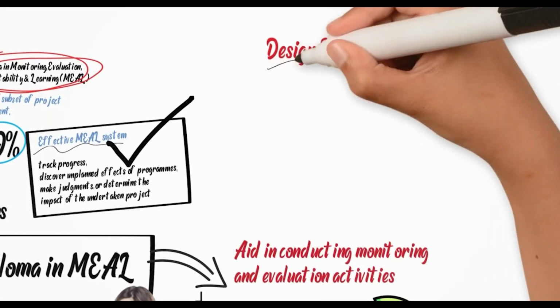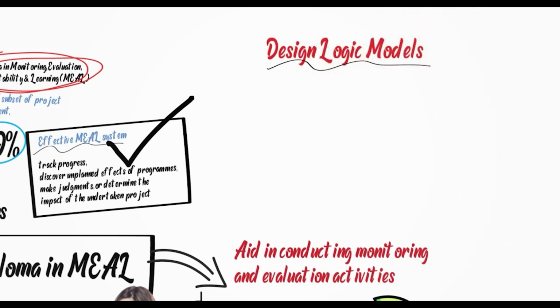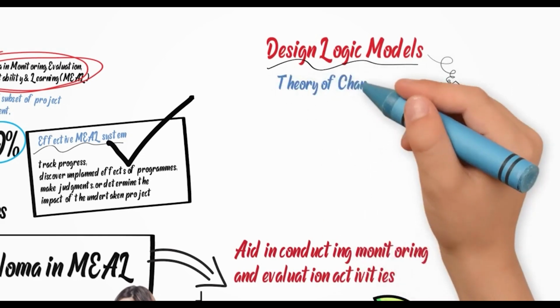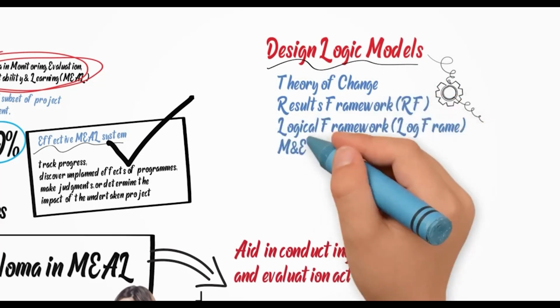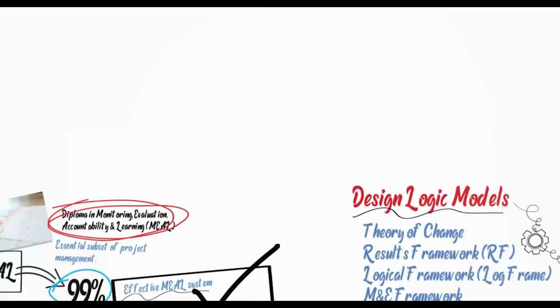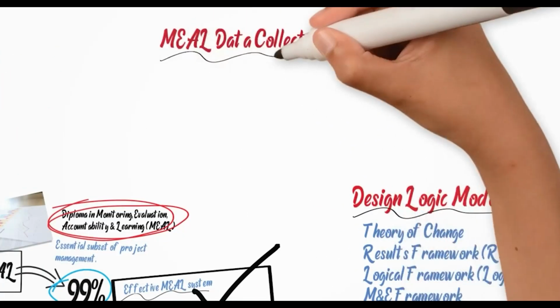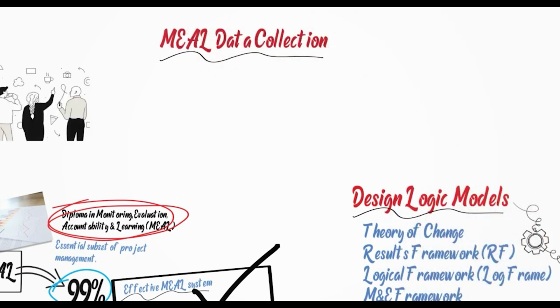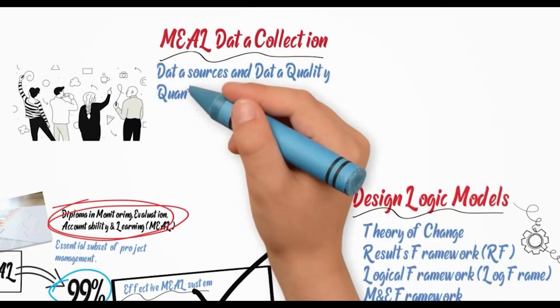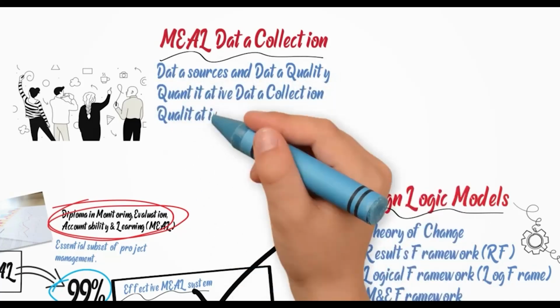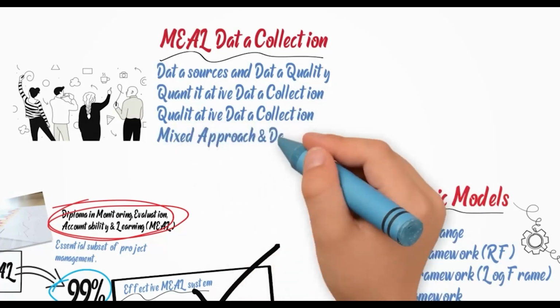Design Logic Models. In this first module, the learner gets equipped with hands-on skills on how to create various logic models such as Theory of Change, Results Framework, Logical Framework and M&E Framework. Secondly, MEAL Data Collection. In this module, the participant will develop more knowledge and skills on data sources and data quality, quantitative data collection, qualitative data collection, mixed approach and data management.